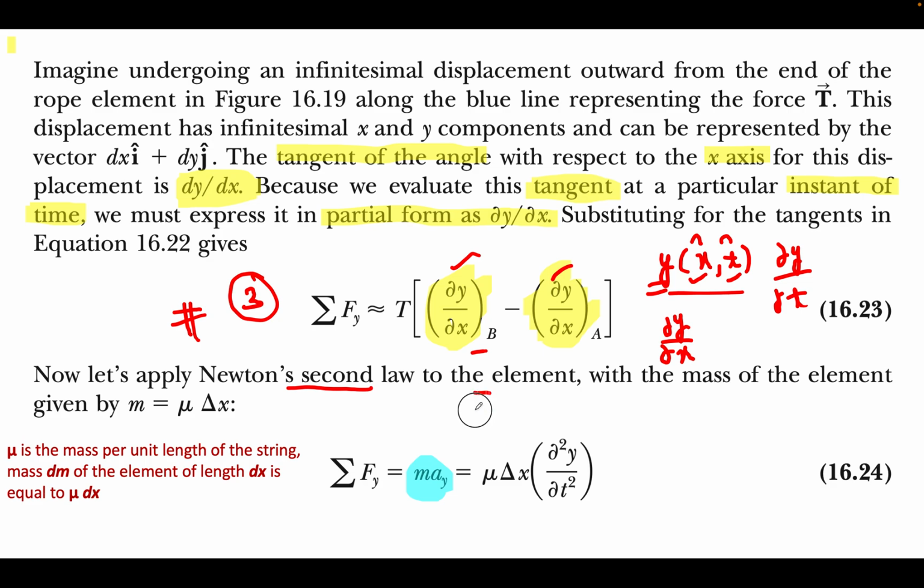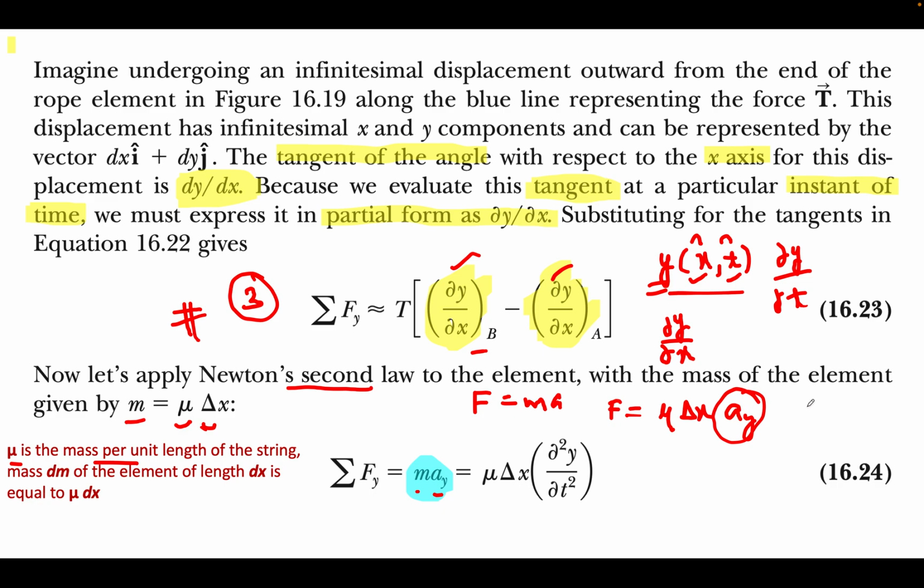Force is equal to mass into acceleration. Acceleration will be produced along the y-axis, m times ay. Now also, I told you mu is the mass per unit length. So the total mass of the string can be calculated by mass per unit length mu times delta x. The total mass of that particular element which we have taken will be mu times delta x. So we can say F is actually equal to mu times delta x times acceleration ay.